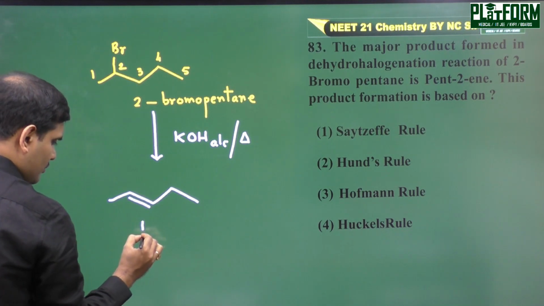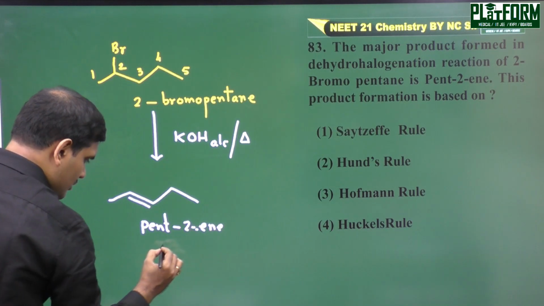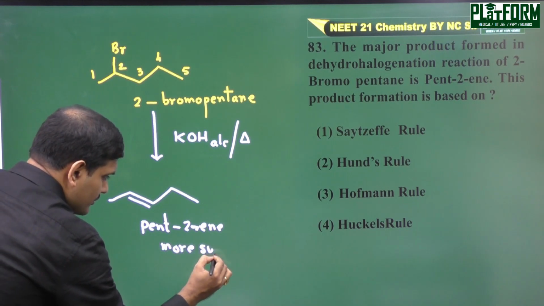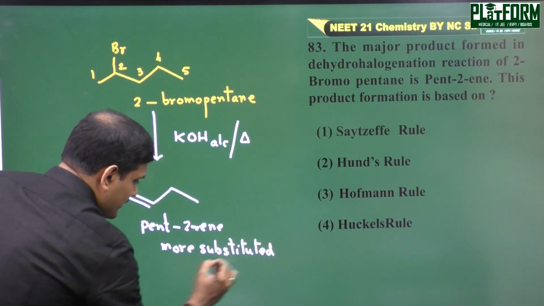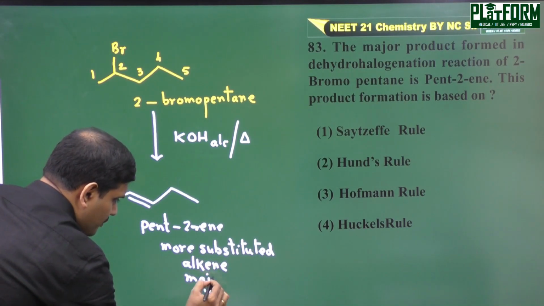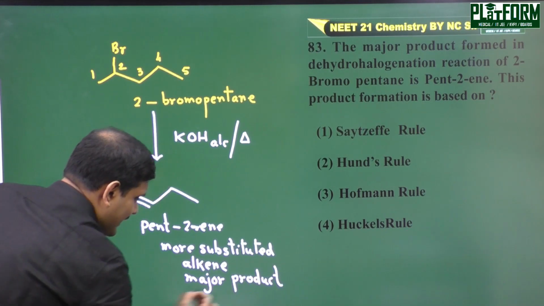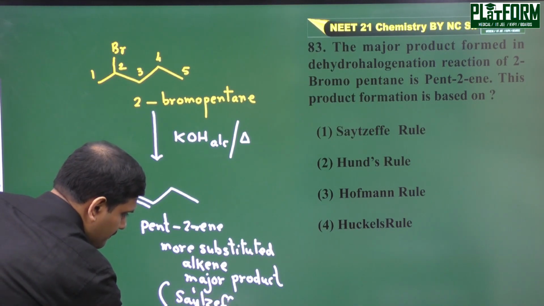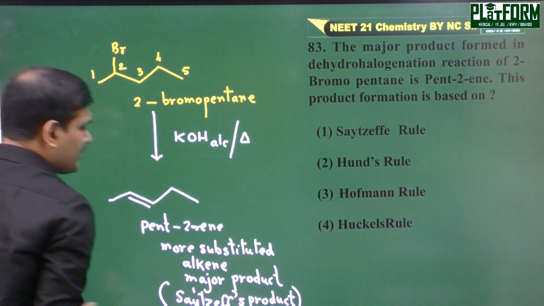It may be pent-2-ene, which will be the major product, where we decide the more substituted alkene. It is the more substituted alkene, and the more substituted alkene will appear as the major product. It is said to be the Saytzeff product. The major alkene will be the more substituted alkene.